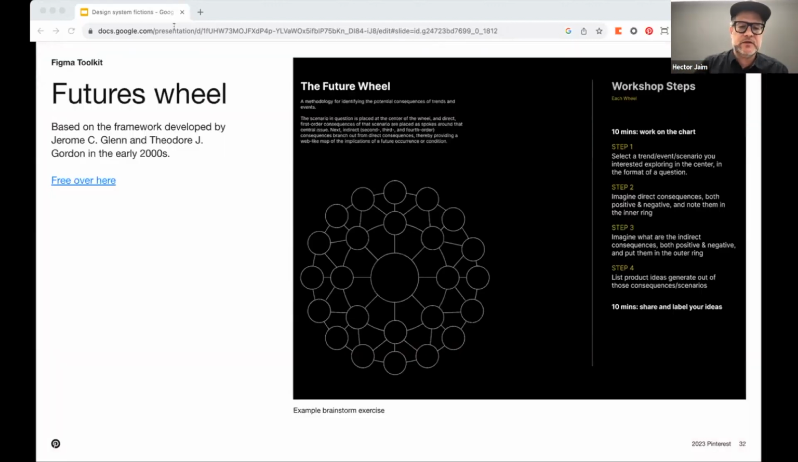So going back to Twitch's toolkit, there's so many different ways to do this, but one of them is a futures wheel. And it was developed in the 2000s by Jeremy C. Glenn. And you basically imagine a future scenario, say a few years from now. You put it in the center there, and then you start coming up with direct consequences, whether they're positive or negative, and then indirect consequences, and start seeing how they're all together. And then from that, you can come up with a solution that you think will mitigate all these risks and get to that preferable future that you want.